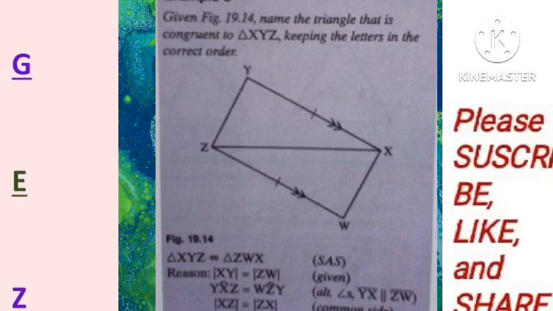And the reason for this is that these are alternate angles, because YX is parallel to ZW. Then finally we also have line XZ equals line ZX. So XZ equals ZX, because they are common sides. So these are the reasons that triangle ZWX is congruent to triangle XYZ.